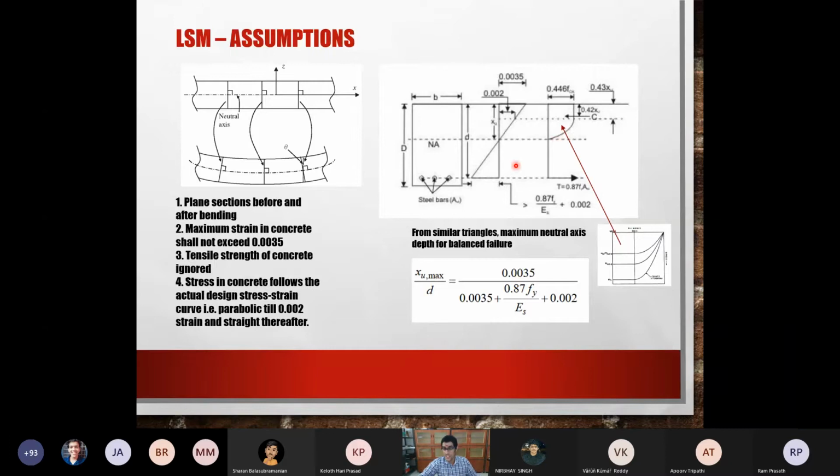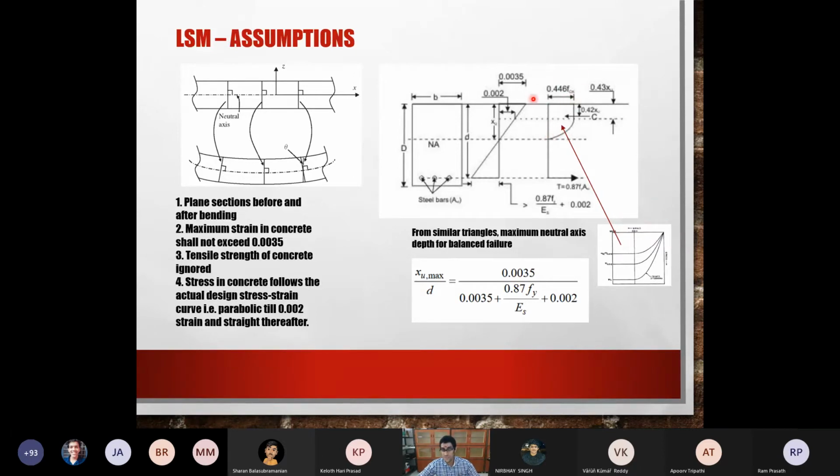Here you are not doing that. Instead, what was done is you took the actual stress curve and factored it by 0.447 or 0.446. So that's why the same shape is retained. So this is the stress block diagram of concrete in the limit state method.